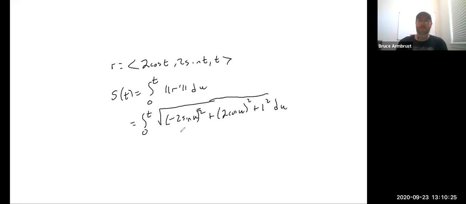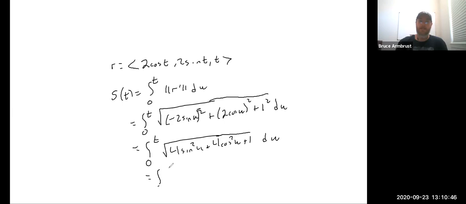All right, so we just need to integrate this. Well, we can simplify this a little bit, right? This is going to be the square root of 4 sine squared plus 4 cosine squared plus 1. And of course, 4 sine squared plus 4 cosine squared is 4. So this ends up being the integral from 0 to t of the square root of 5 du.